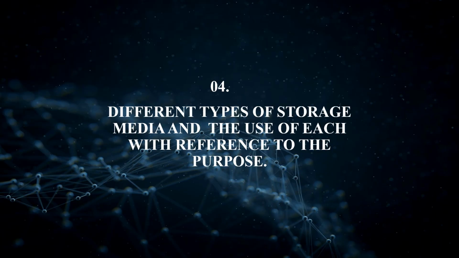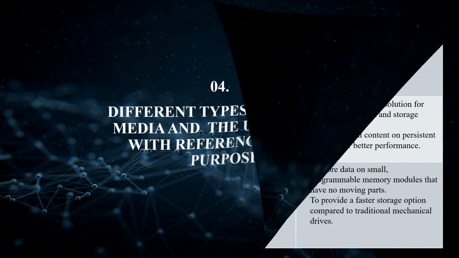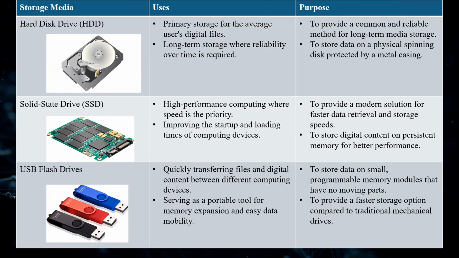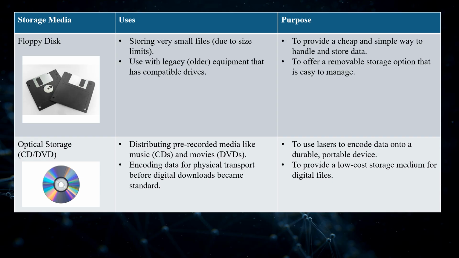Let's explore the types of storage media, their uses, and the purpose of each. We use hard disk drives for large amounts of data at a lower cost, while solid-state drives are used when we need fast startup and loading times. Flash drives are our portable solution for moving files between different computers easily. Floppy disks were mainly used with older computer systems, while CDs and DVDs use lasers to store music and movies at a low cost.